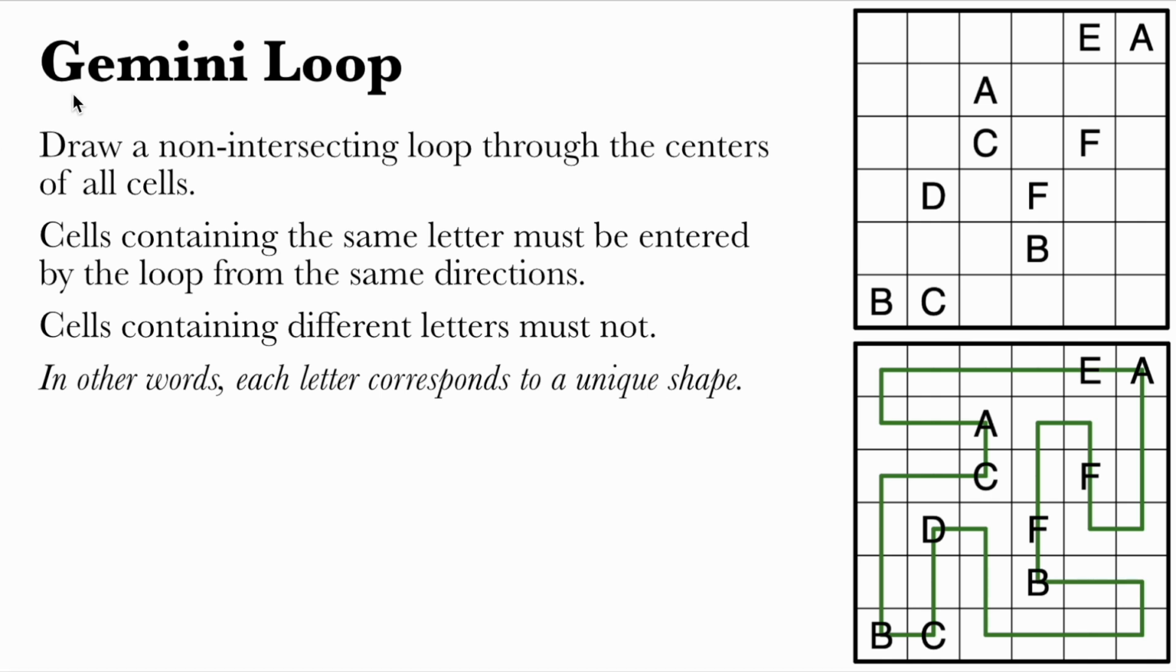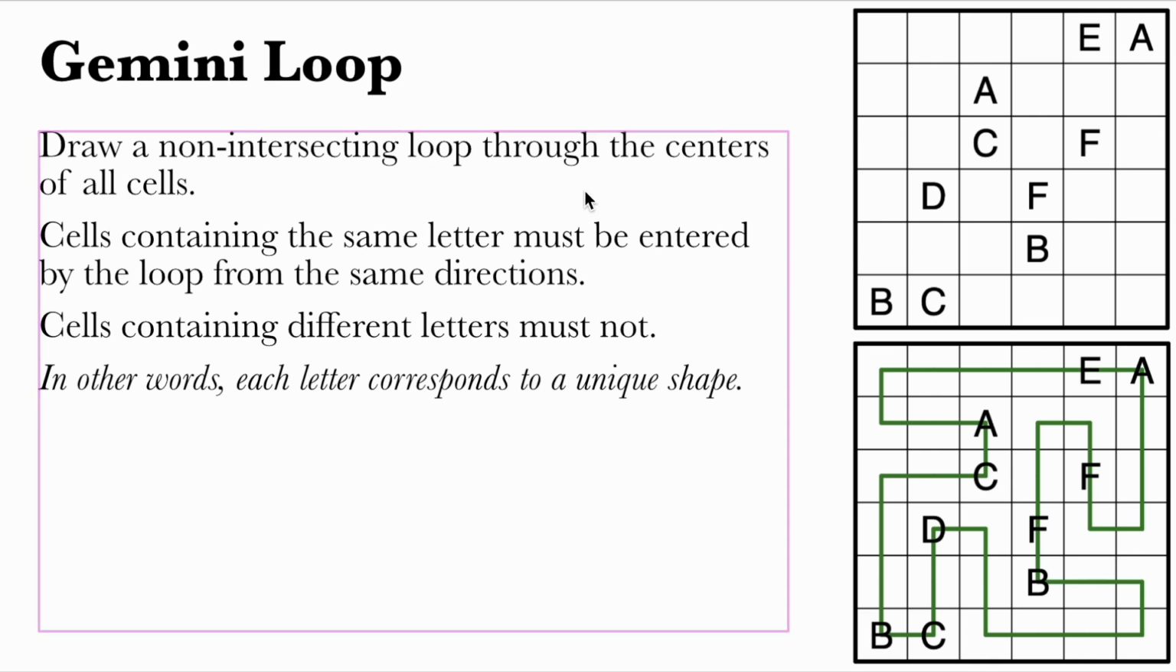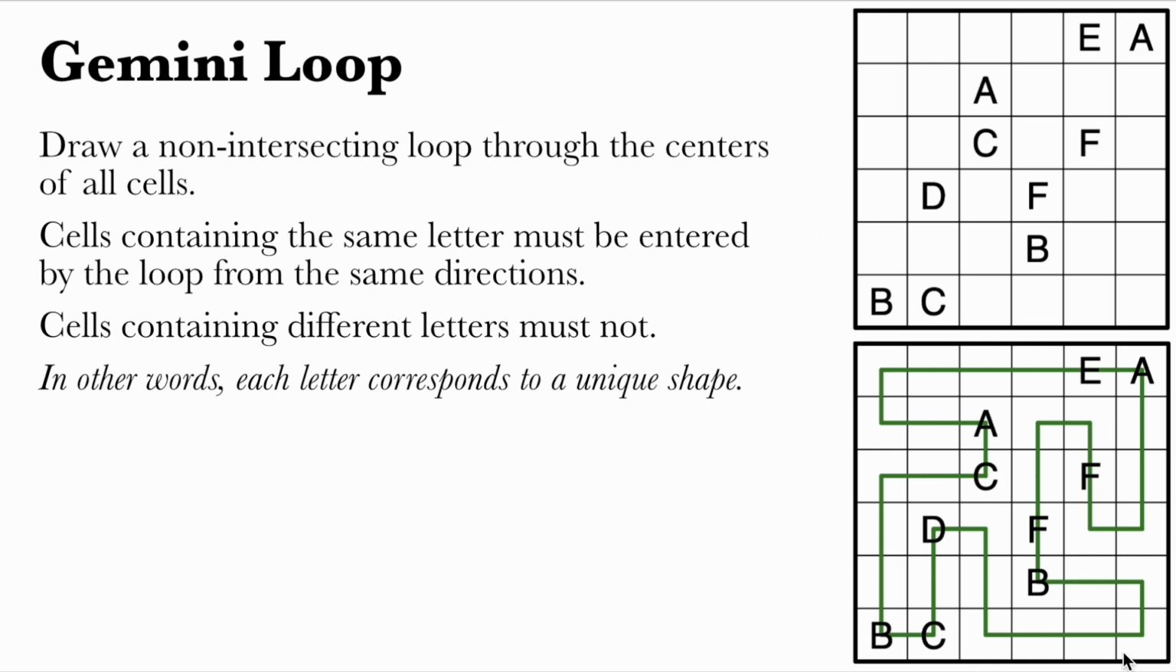But if you would like to just follow along with me, let's do that together after we take a look at the rules. In a Gemini Loop puzzle, we will draw a non-intersecting loop through the centers of all cells. That is exactly the same rule set we have on a simple loop puzzle, and as you can see in the solution, we are traveling horizontally and vertically throughout the grid, and the loop does in fact touch every cell in the grid. Cells containing the same letter must be entered by the loop from the same directions. Cells containing different letters must not. In other words, each letter corresponds to a unique shape.